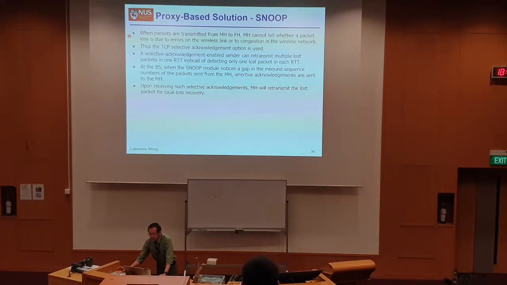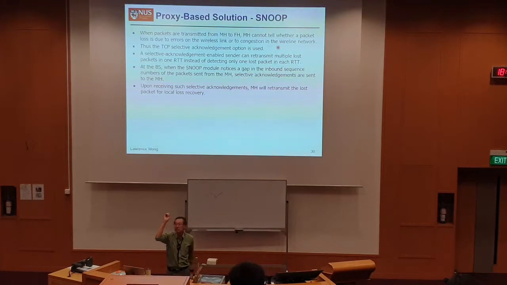When packets are transmitted from the mobile host to the fixed host, the mobile host cannot tell whether a packet loss is due to errors here or due to congestion and errors here. Hence, the TCP selective acknowledgement option is used, which we just covered. Why? Because it's more efficient. You only resend what was lost. You don't resend what was lost and all the things after that.